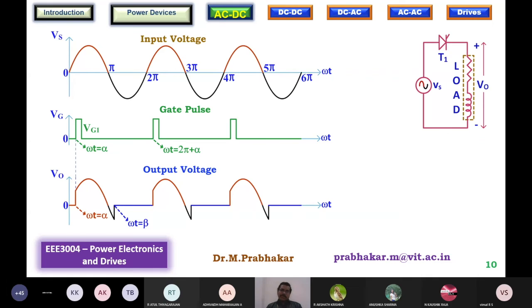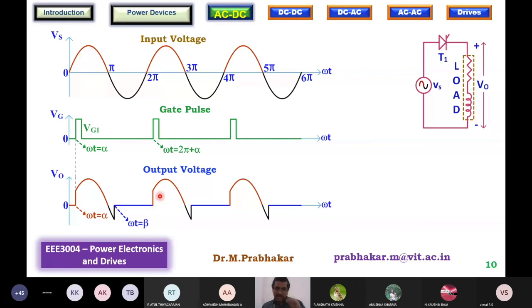From beta to 2 pi, the SCR will be in the reverse blocking state. So the state of the SCR is: 0 to alpha, forward blocking state. Alpha to beta, conduction on state. Beta to 2 pi, reverse blocking state. 2 pi to 2 pi plus alpha, again forward blocking state. These are the three states of the SCR.